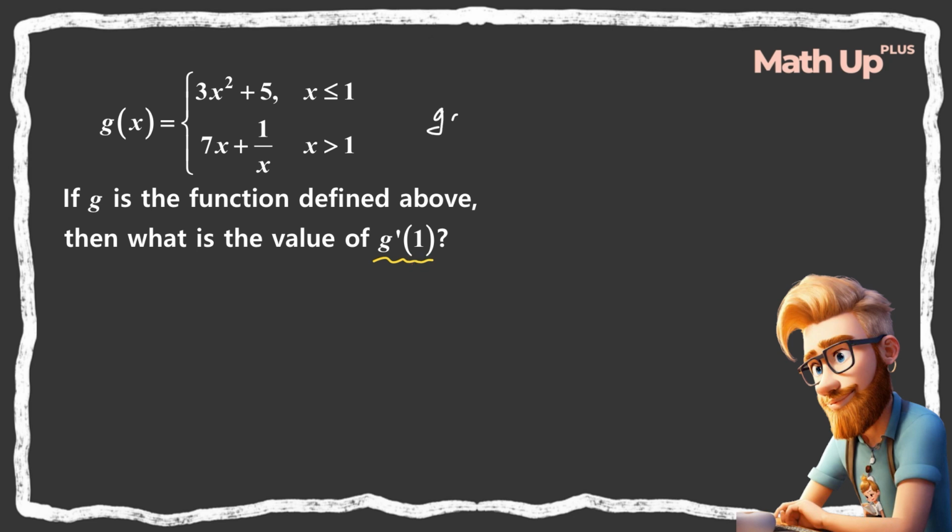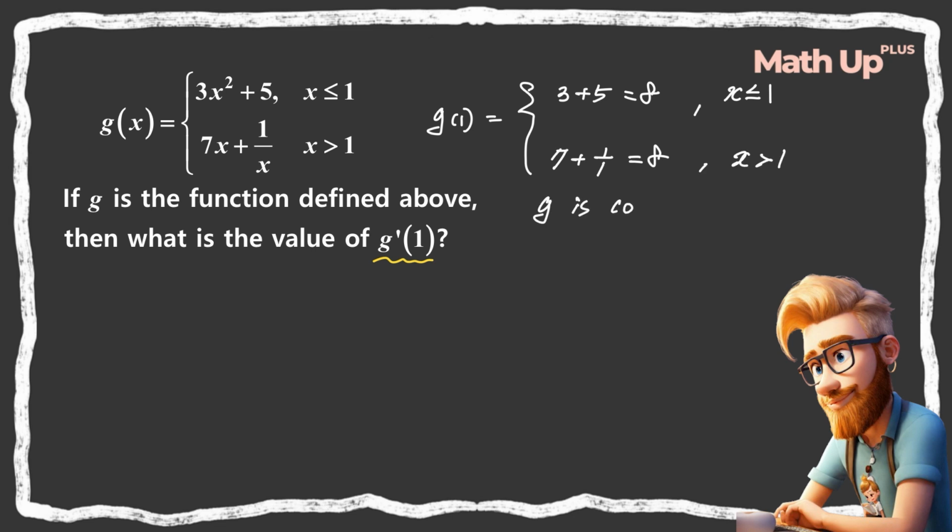So g of 1 is equal to, if we substitute 1 for x, then this is going to be 3 plus 5. This is going to be 7 plus 1 over 1. So this is 8 when x is less than or equal to 1. This is also 8 when x is greater than 1, right? So we know that g is continuous at x equal 1. Now, let's find out if g is differentiable at x equal 1.